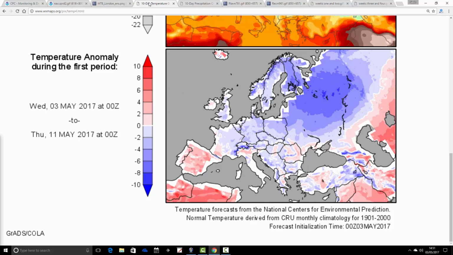Now, despite that, the upper air temperatures are coming out above average. The temperature anomaly is actually a little bit colder than average. So this is from the 3rd through to the 11th of May. This is surface temperature anomalies. And you see most parts of Europe are still actually quite significantly cooler or colder than average. And the British Isles is included in that.